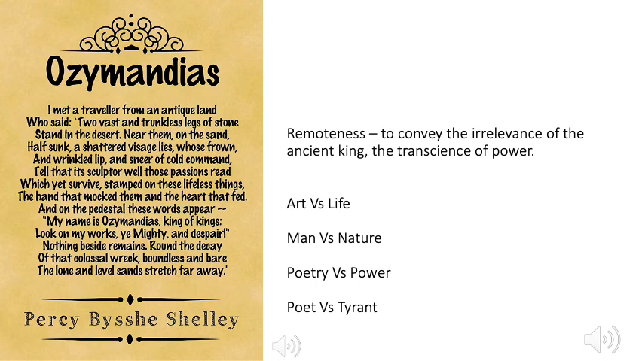So what you notice is that sense of distance. It is not first-hand experience. It's not a poem based on first-hand experience. Of course, we know that Shelley definitely did not travel to any of the sites of the ancient Egyptian civilization to have seen these statues or the colossal statues in ruin.